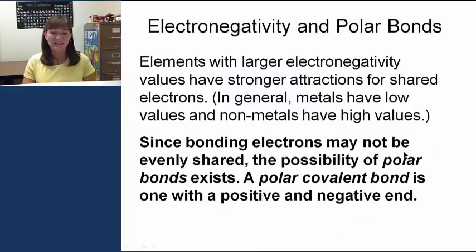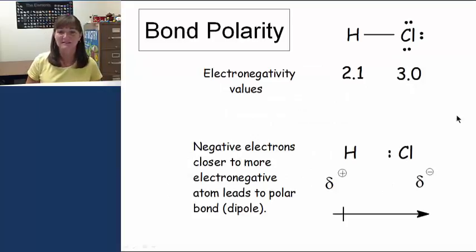So since bonding electrons may not be evenly shared, the possibility of polar bonds exists. A polar covalent bond is one with a positive and a negative end. Okay, so here's an example focusing on hydrogen chloride.